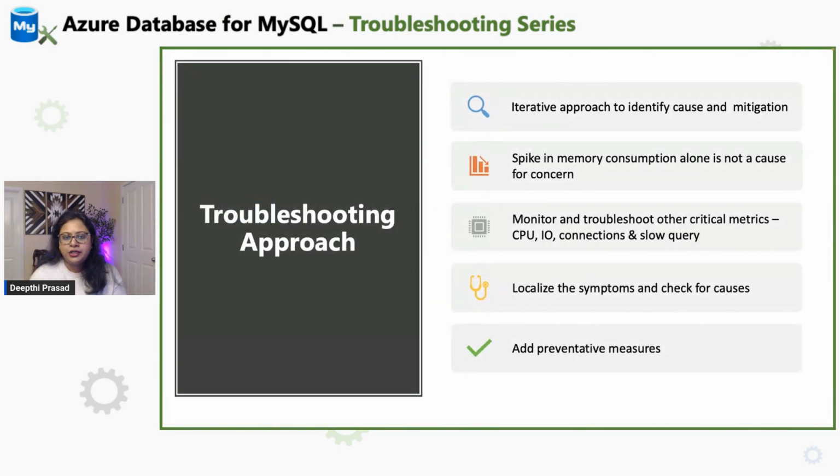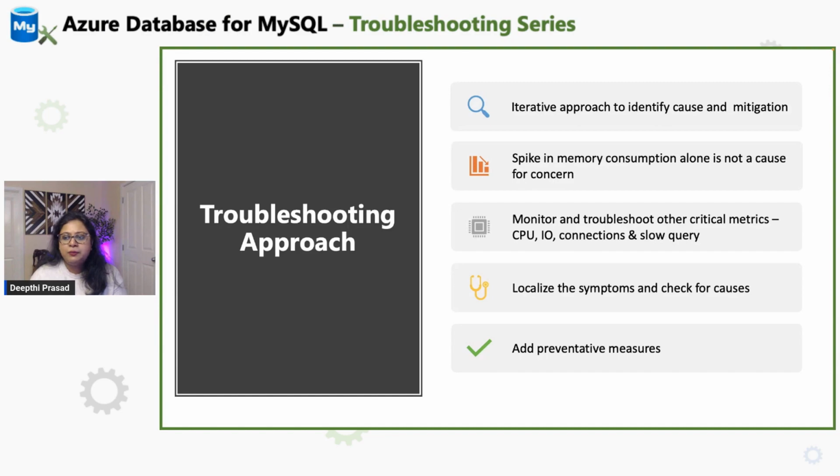It's often accompanied by spikes across other resources. Hence, an iterative approach in identifying the underlying cause is going to be the best approach here. Do not start troubleshooting memory if you're viewing host memory metric alone. Unless there is a surrounding symptom like performance hit, slow query, CPU or IO spikes, there's no cause for concern.